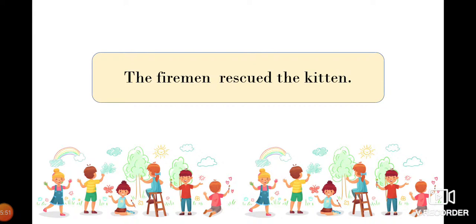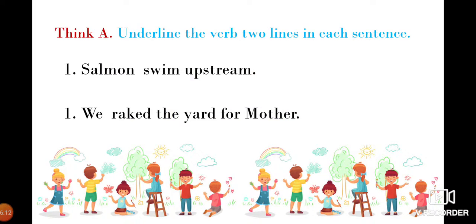Okay, "The fireman rescued the kitten." In this case, what is the verb? Rescued. That means this one is the action. Who rescued the kitten? The fireman. This is the question that we answer if we want to identify the subject. In this case, the verb is rescued. Good job.